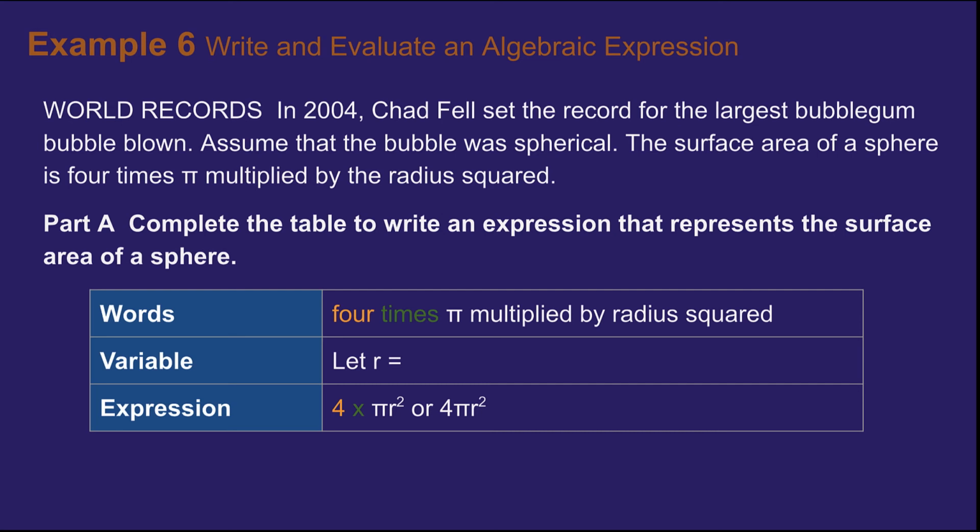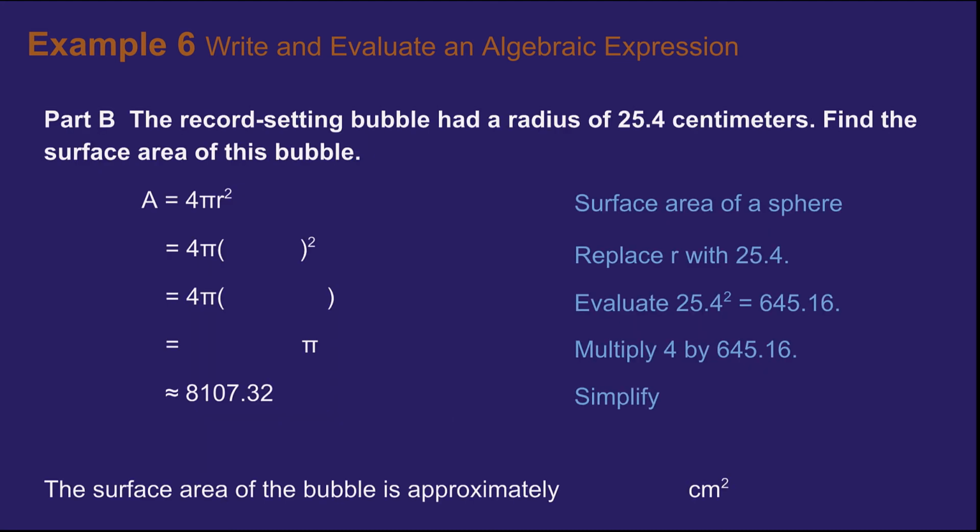So in words, they told us it was 4 times pi multiplied by radius squared. If we're defining our variable, r is going to be our radius. We don't know what the radius is. So our expression then is going to be 4 times pi times r squared, or simply just 4 pi r squared. Now we can use that to figure out how large this bubble was. The record-setting bubble had a radius of 25.4 centimeters. Find the surface area of the bubble.